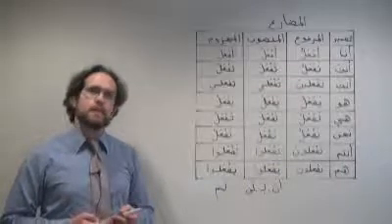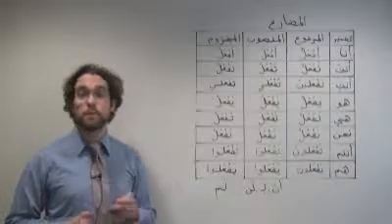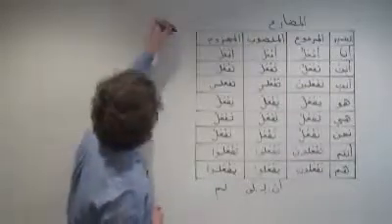Sabah al-khair. Right now we're going to talk about how to negate verbs with a past tense meaning in formal Arabic using the particle lam.